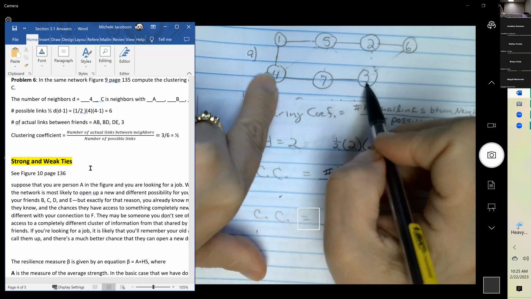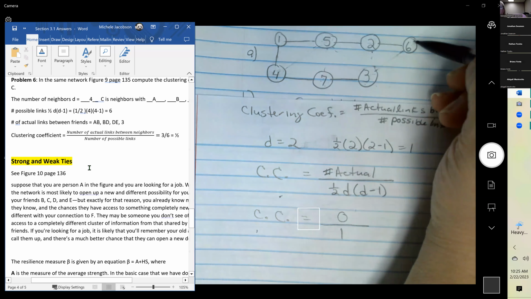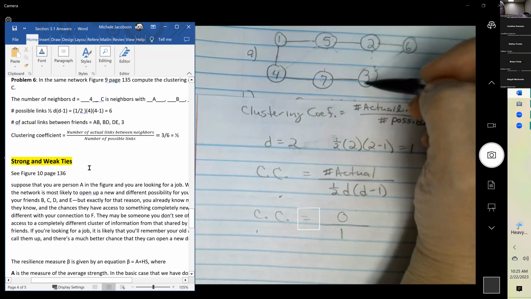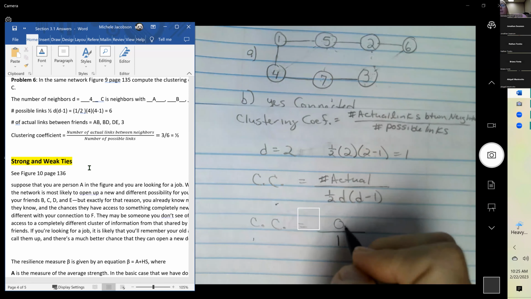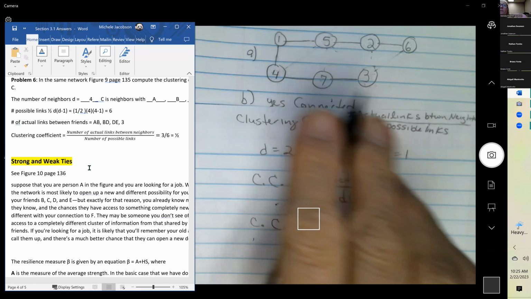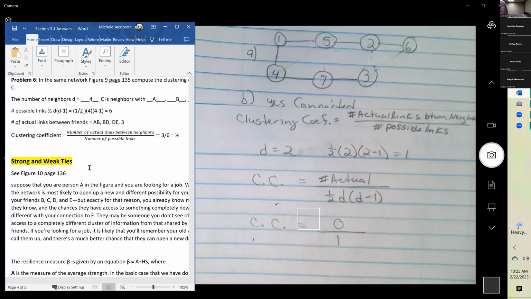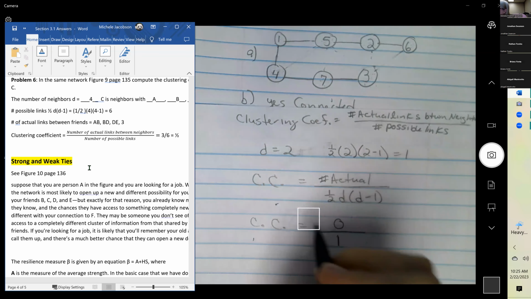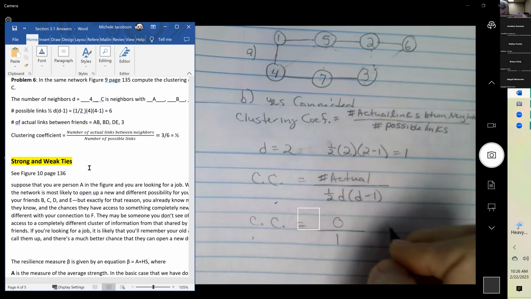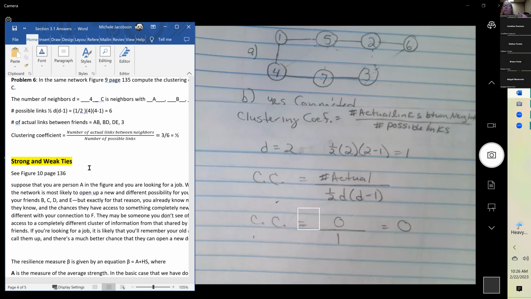So they are all like that. If we look at 6, 6 is friends with 2 and 3, but 2 and 3 are not friends. And that's why it's 0. And that will work for all of this one because of the circle. So the clustering coefficient is 0. We have a network and it's connected, but clustering between them is 0.